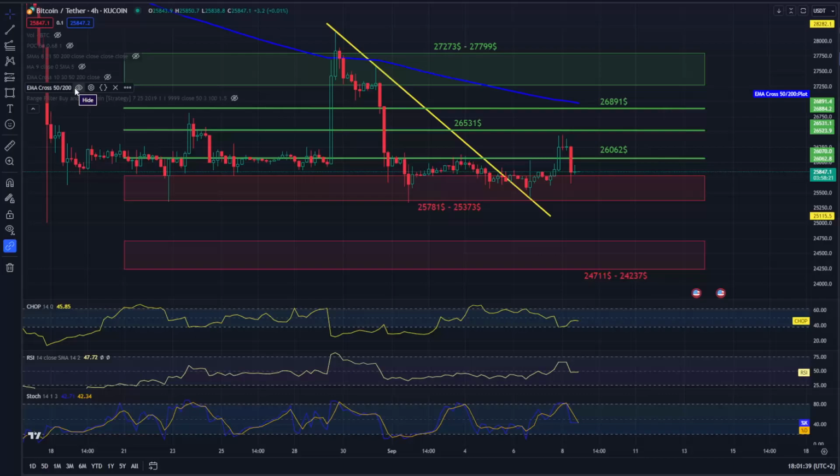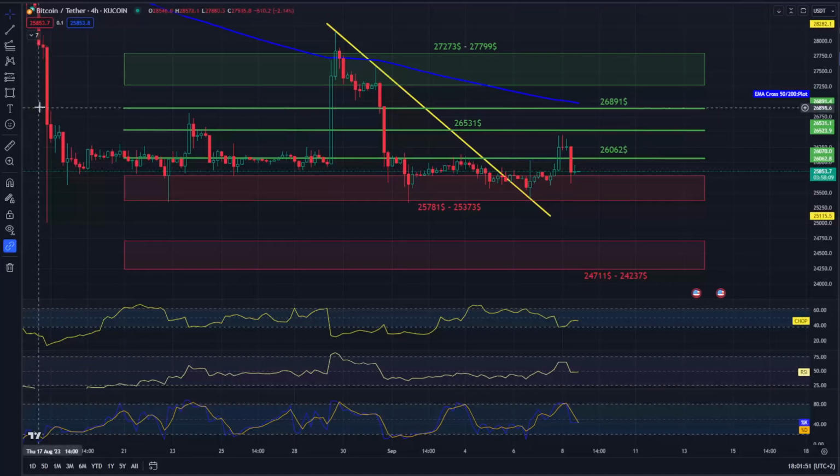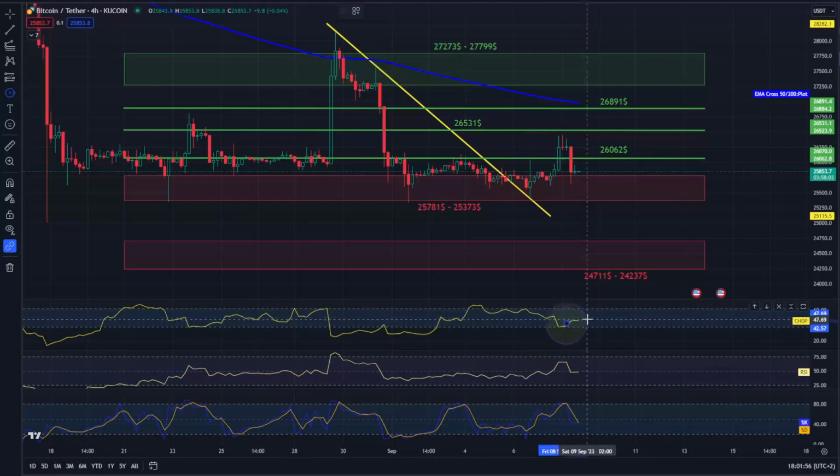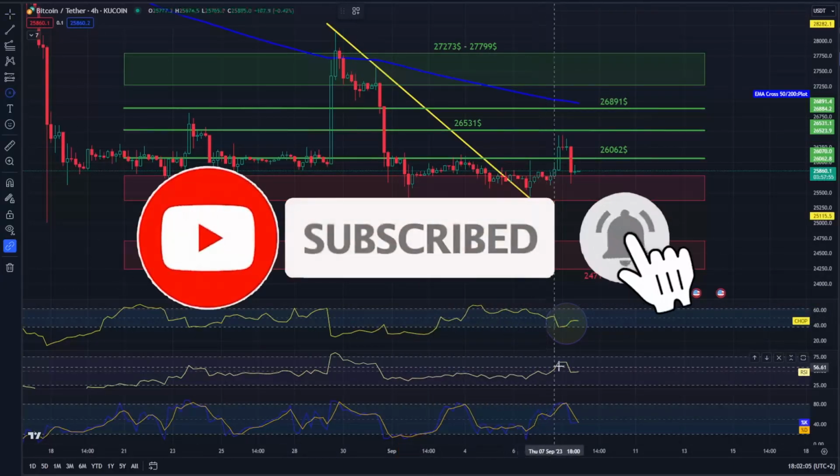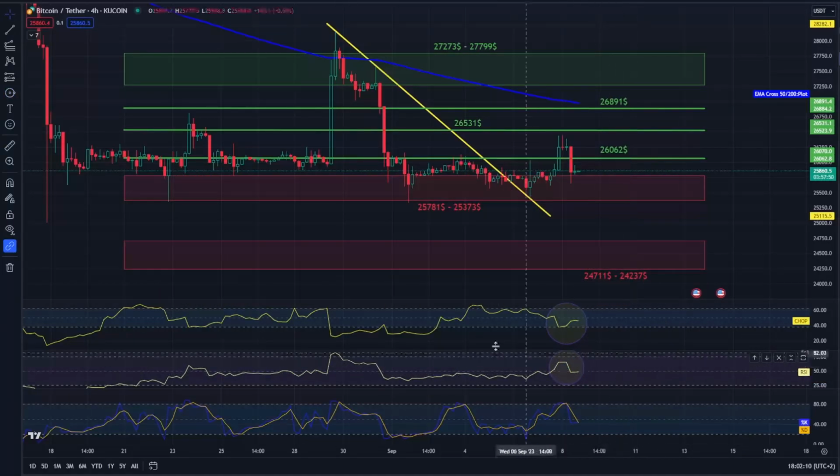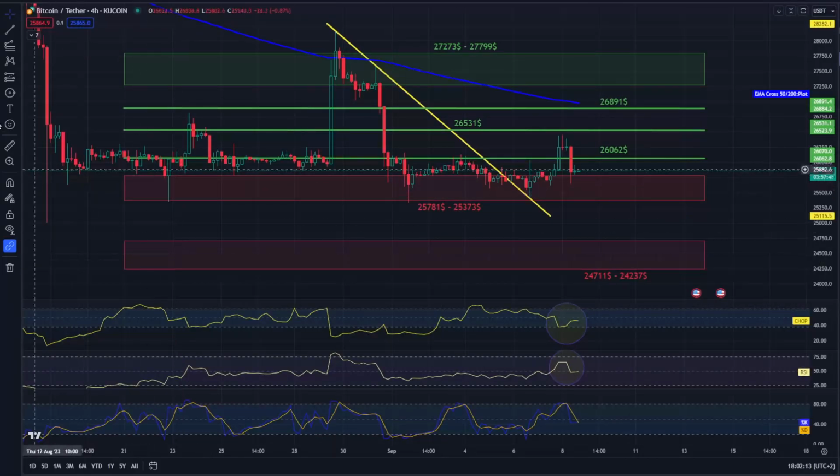When we turn on the EMA cross 200, we see that the price still remains below this line, which indicates that BTC is in a strong bullish trend. Please pay attention to the CHOP index, which indicates that the energy is slowly starting to grow. The RSI shows a quick recovery after the increase, but there is still room for us to go lower. While the stock indicator confirms the use of energy for a decline, but with room for the price to go a little lower.